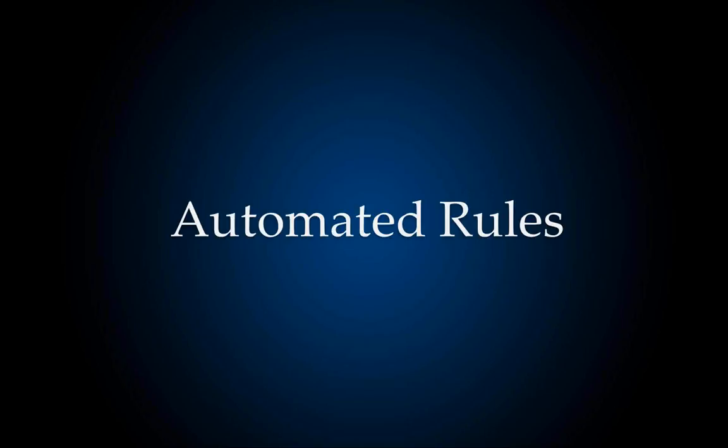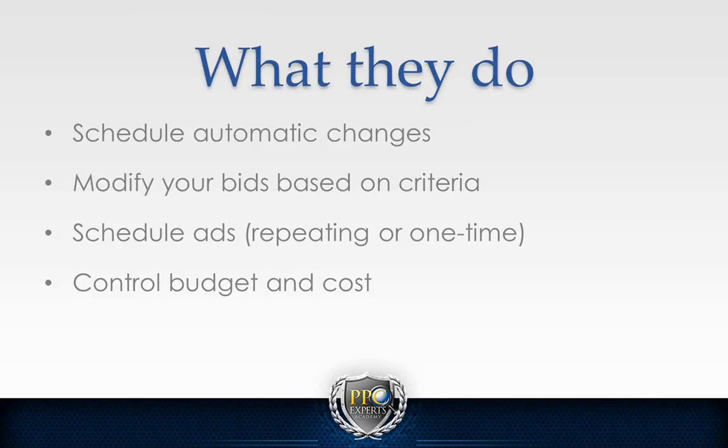All right, so let's take a look at automated rules. This is one of my favorite features in Google AdWords. So what do they do? They allow you to schedule automatic changes to your account. You can modify your bids based on certain criteria, and you can schedule ads, repeating or one time. And you can also control your budget and cost with automated rules.